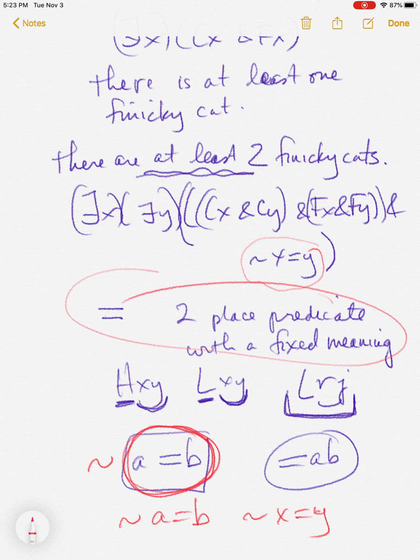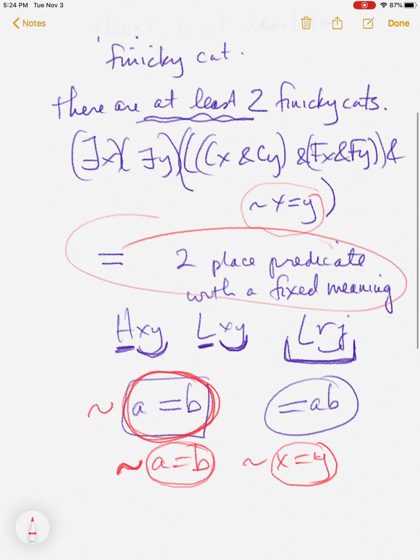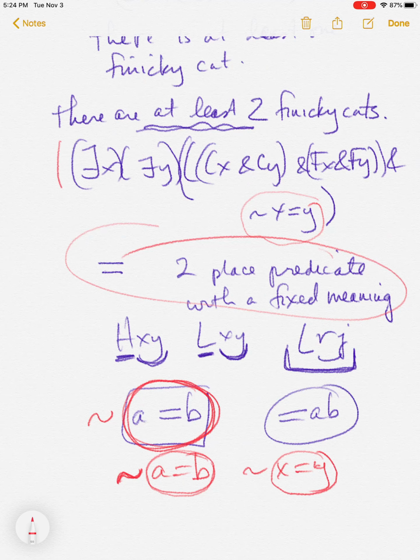So I just wanted to make clear that syntactically there's something different going on here with this two-place predicate. The negation sign attaches to the identity formula. It's not attaching to a name or a variable. That doesn't make any sense. You can't negate a name. You can't negate a variable. You're negating the formula. Okay, so that was my little syntactic note. But that's how we can say there are at least two finicky cats. There's x and y. x is a cat, y is a cat. x is finicky, y is finicky. And they're different from one another.